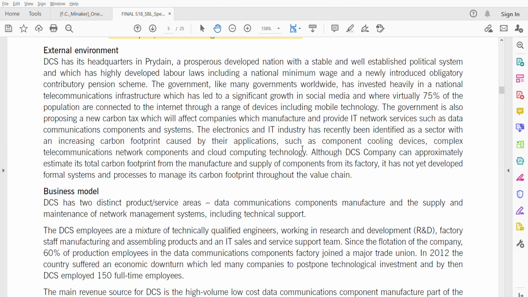Can you see? There are so many things to highlight here. In fact, I can highlight the whole sentence because it's saying something about that environment. The government is established, it's stable, they have highly developed labor laws. All these are saying so much about it. So let me highlight the whole thing.